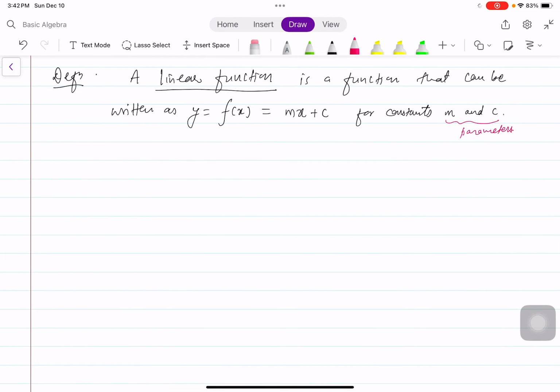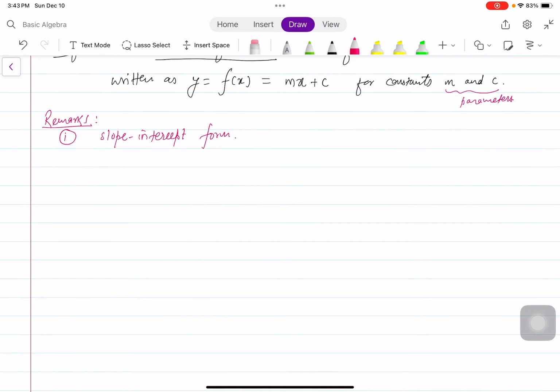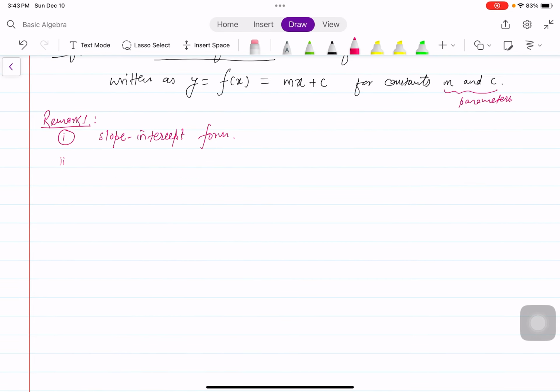Now let's make some remarks here, the main important points of this function. This form is called the slope-intercept form of a linear function. Why is this called slope-intercept form? That is in point number 2.